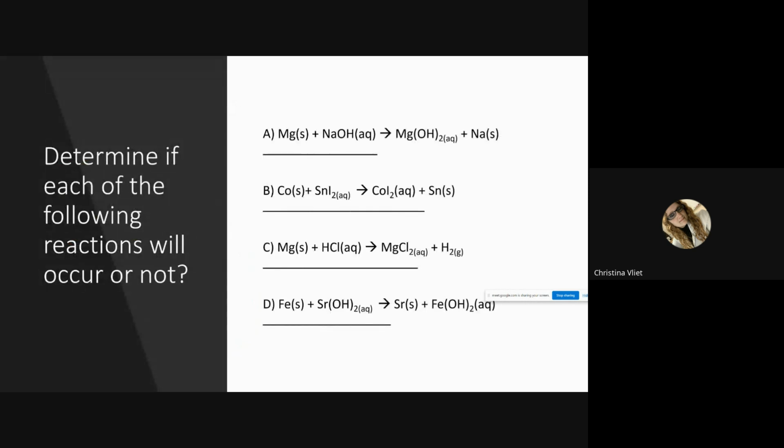All right, so the first type of question we're actually going to see. Determine if each of the following reactions will occur or not. So go ahead and write them down in your notes. Consult your list that you are provided, the metal activity series, and tell me if these reactions happen or not. It's a yes or no.